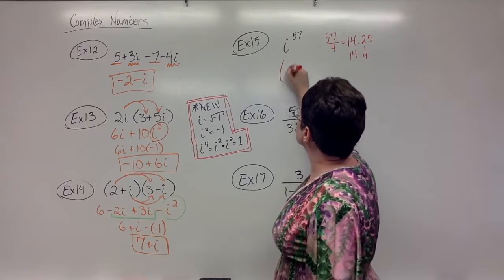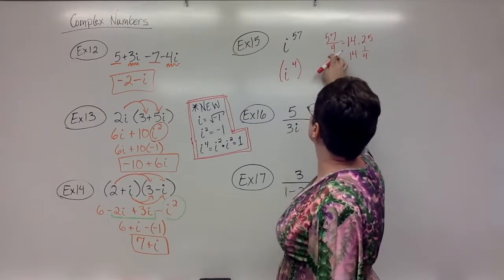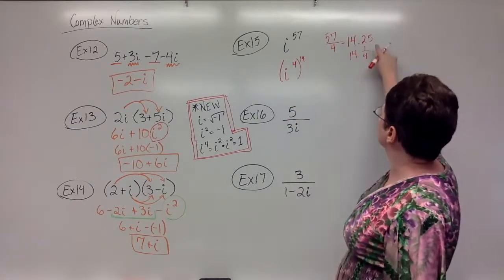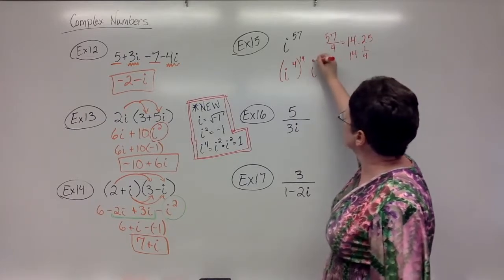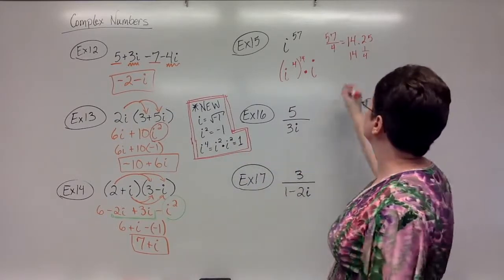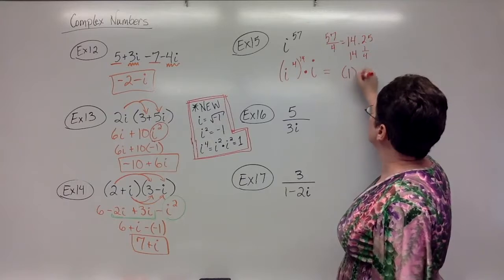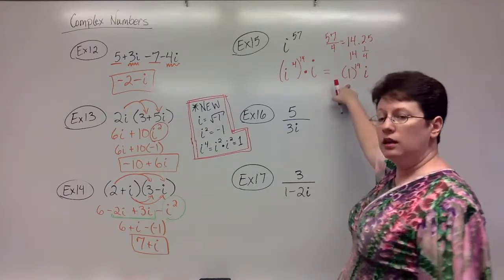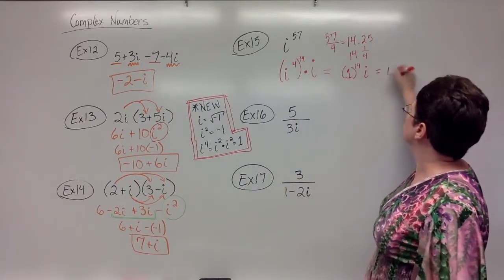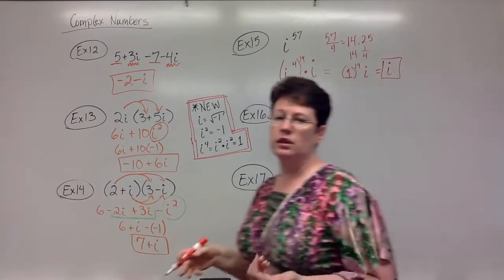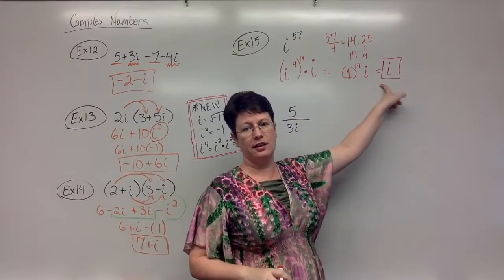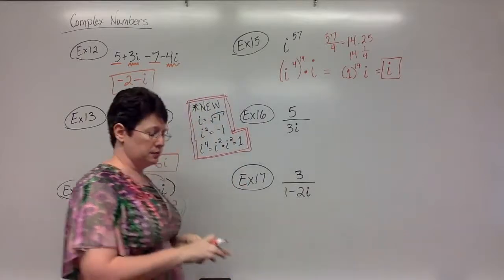So I'm going to rewrite this. This is i to the 4th, so divided by 4, and it goes in an even 14 times. How many i's are left over? 1. So it's going to be times an i on the outside. i to the 4th is equal to positive 1. So this is equal to 1 to the 14th power times an i. Well, 1 to any power is just 1. So this becomes i. Now, we don't like the i to begin with, but would you rather have i to the 57 or just i? So it's a way to simplify and get rid of things.